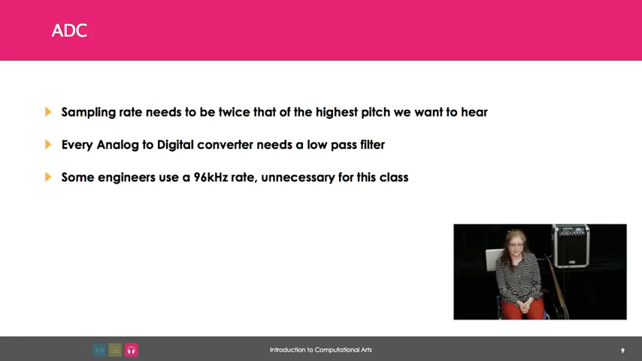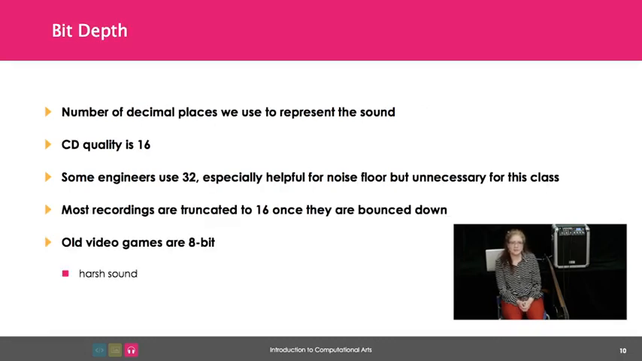So if the picture that we take of the sound is just a binary number, the number of decimal places we use to record the sound pressure level is called bit depth. CD quality audio has a bit depth of 16. Again, there are engineers using 32-bit sound. This helps tremendously with the noise floor, but most recordings are truncated to 16 once they're bounced to save room.